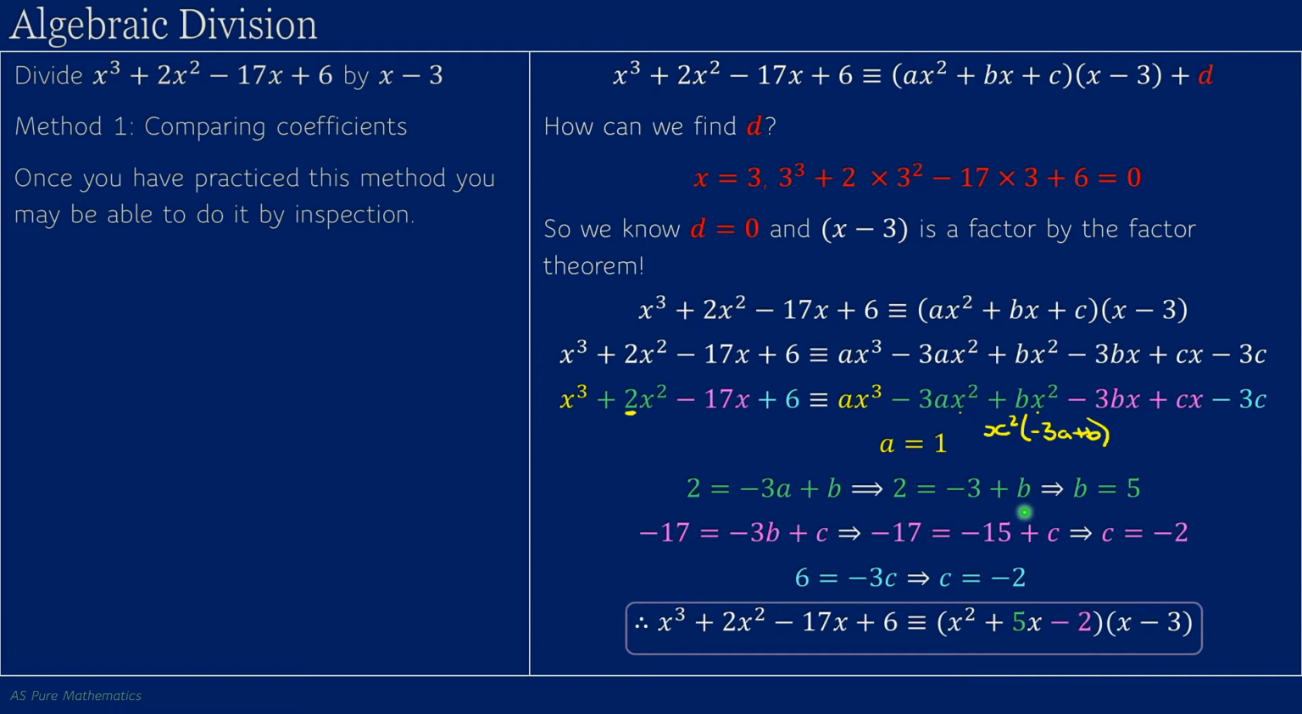x cubed plus 2x squared minus 17x plus 6 can be written as (x squared plus 5x minus 2)(x minus 3). If you are asked to factorise a cubic, you would then proceed to factorise that quadratic in the way that you always have since GCSE. So in this case, it's not going to factorise, so I'm going to stop at this point. But you can get 2 further brackets out of that in some cases.